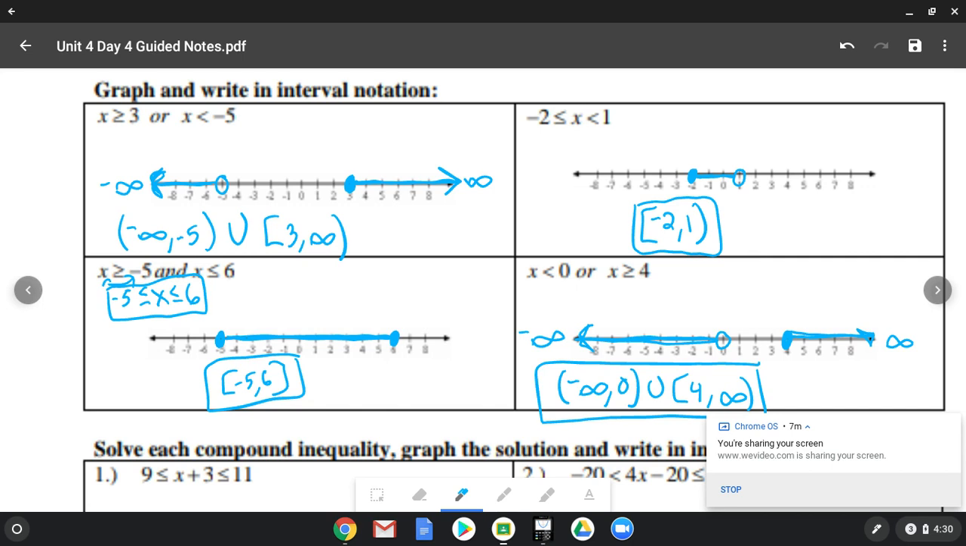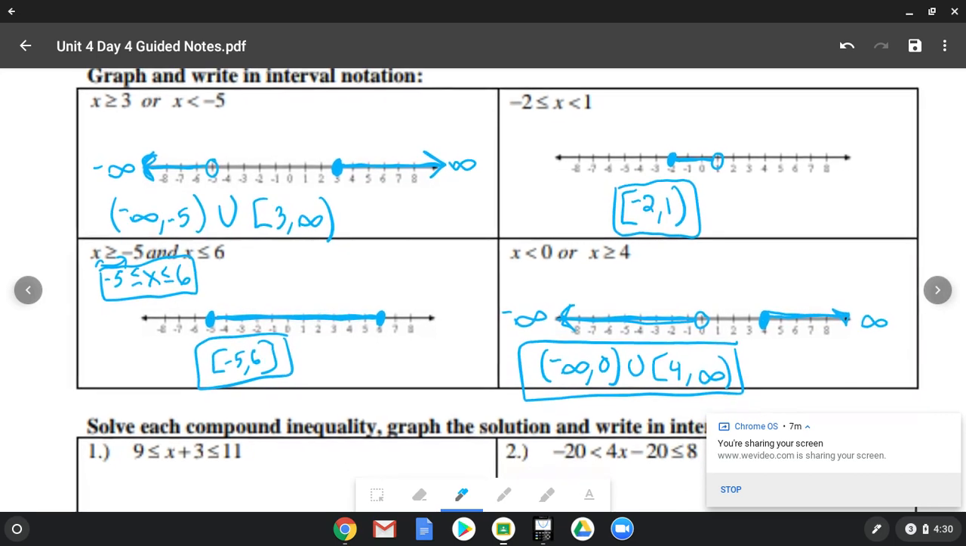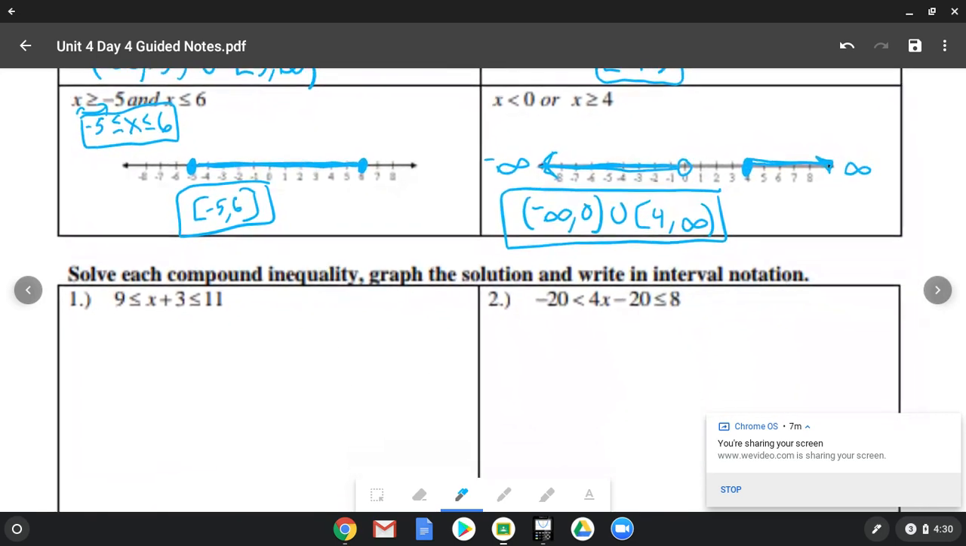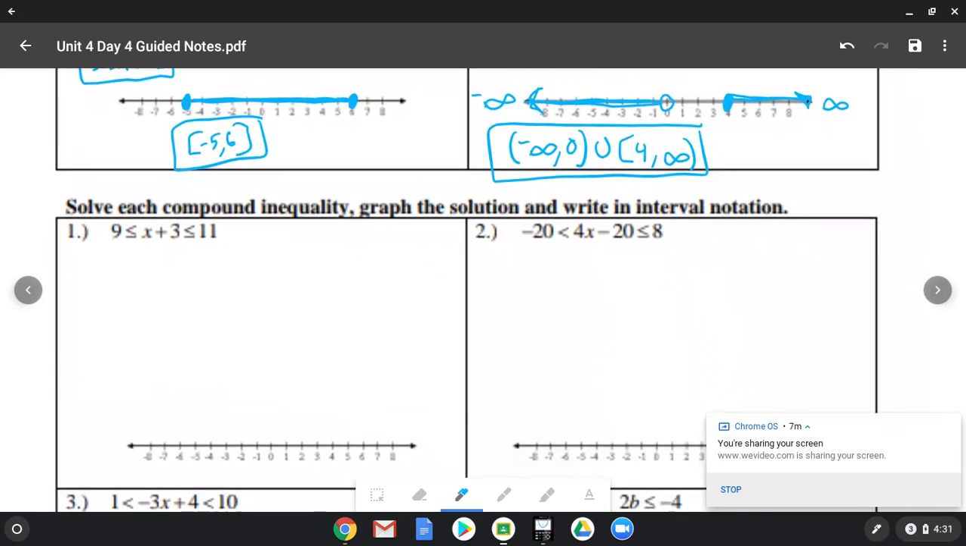So then the rest of these are solving for x. Okay, so down below, we're going to get to this point that we just did. So we have to do another step or two, and then we're going to graph and write an interval notation. So now for number 1, to get x by itself, we would have to subtract 3. And when we subtract 3, we subtract it from all 3 sides. So we have 6 is less than or equal to x, which is less than or equal to 8.